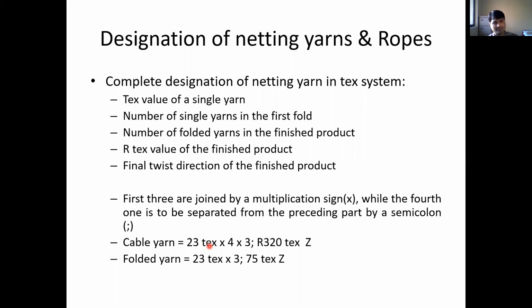This 23 tex single yarn, how many single yarns are twisted together in the first fold? So the number of single yarns in the first fold is 4. That means 4 single yarns having 23 tex value are twisted together to form a folded yarn.